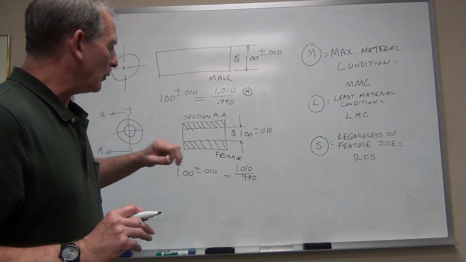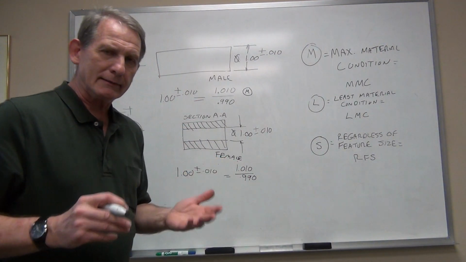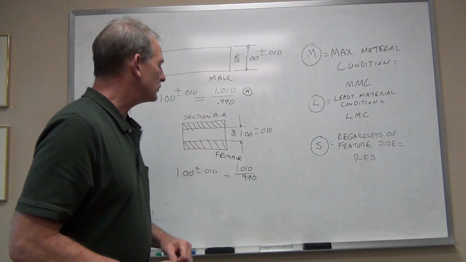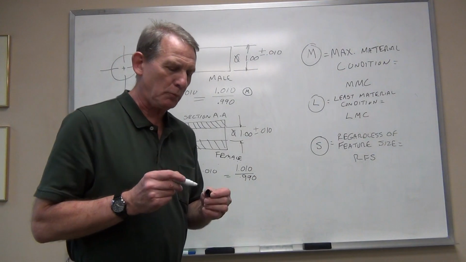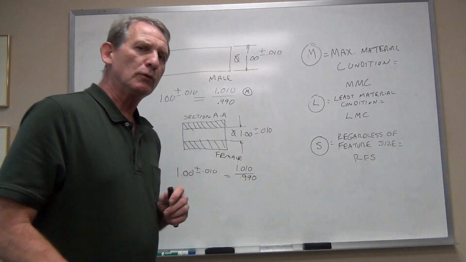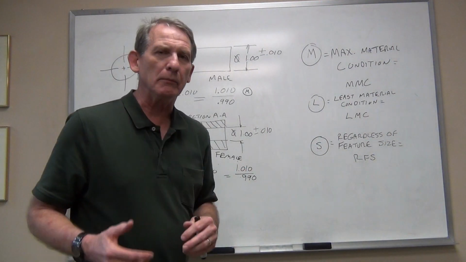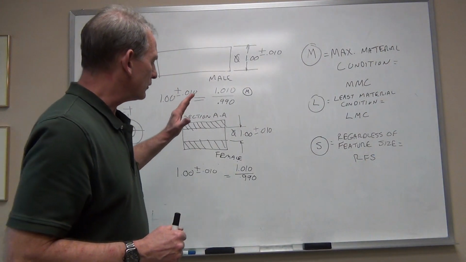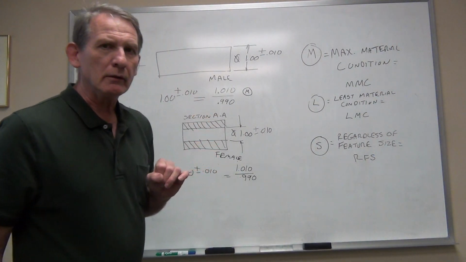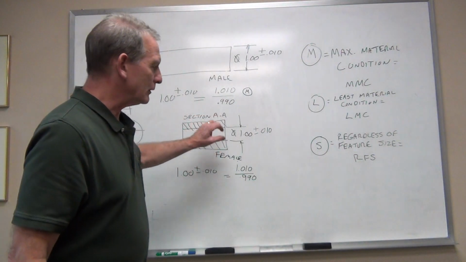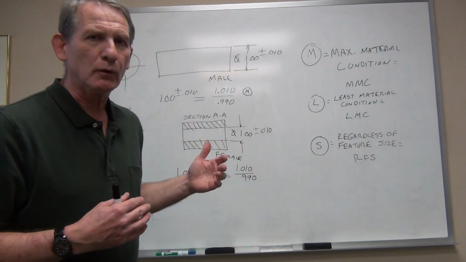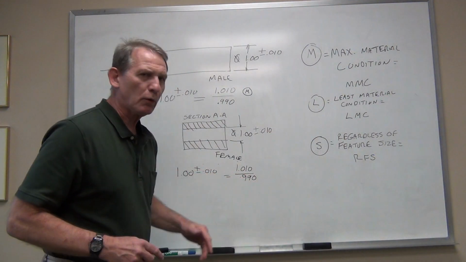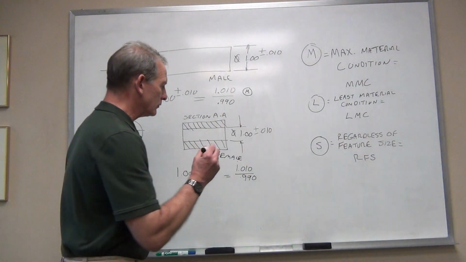Moving down to the female part then, we'll ask the same question. Well, this is a female part, and the feature is a 1 inch plus or minus 10 thousandths bore. Which of those two limits is going to result in the most material on that part, or in that feature? The most material, since this feature is taking material away, the most material that's going to remain in the part is going to be when the bore is at 990 thousandths.